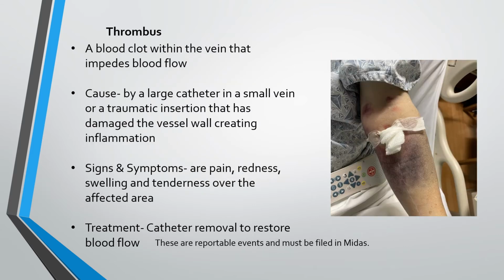A thrombus would be a blood clot within the vessel that impedes blood flow. This could be caused by a large catheter in a small vein or a traumatic catheter insertion which has created damage to the vessel wall, creating inflammation. Signs and symptoms would be pain, redness, swelling, tenderness over the affected area. The catheter shall be removed to restore blood flow.